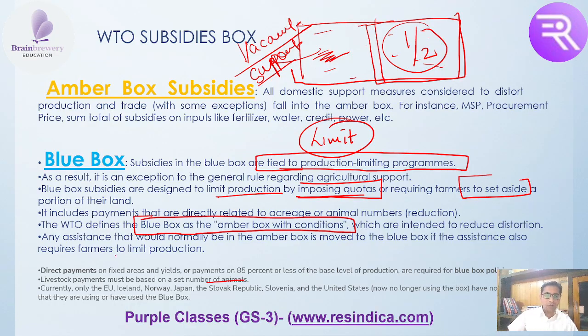Okay, so right now the European Union, Iceland, Norway, Japan, Slovak Republic, Slovenia, are using it, and the United States is no longer using this box; these have notified WTO that they are using or have used the blue box. That means USA is right now not using this box, but these countries, called Scandinavian countries, are utilizing this blue box subsidy because they have a large livestock population. So in order to control the livestock, they are giving blue box subsidy in order to control the production of these livestock. Okay, so this is coming under that. So you are running certain programs in order to control something, not to increase something, right? So this is your blue box subsidy.